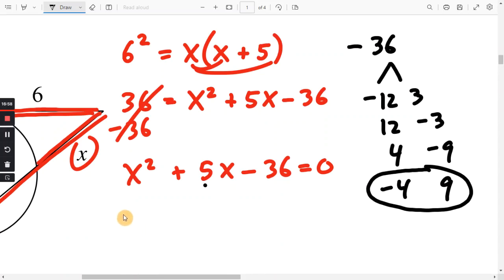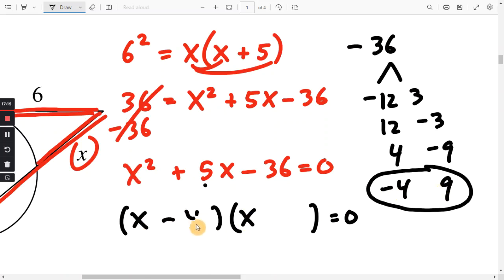So you want to make two binomials, two sets of parentheses with two terms each, and that equals 0. All right. So the only way to get x squared is to have x times x for the first terms, and then we're going to use negative 4 and positive 9 inside parentheses. If you want to double check, you can distribute or use FOIL, but just looking at the inner outer, negative 4x plus 9x is going to be 5x.